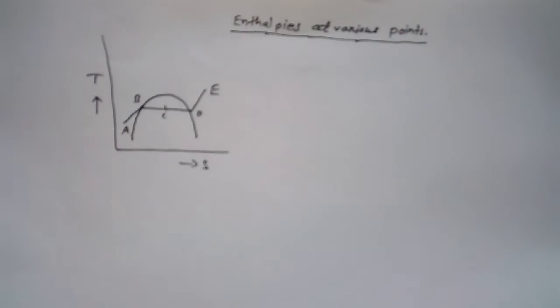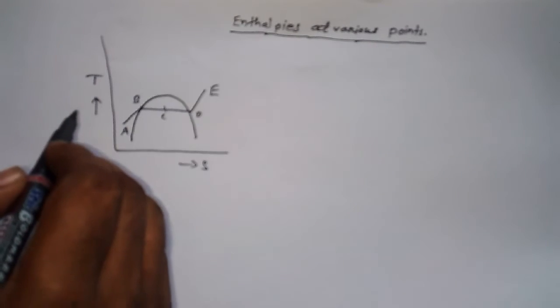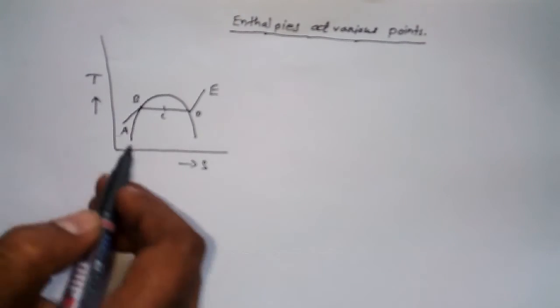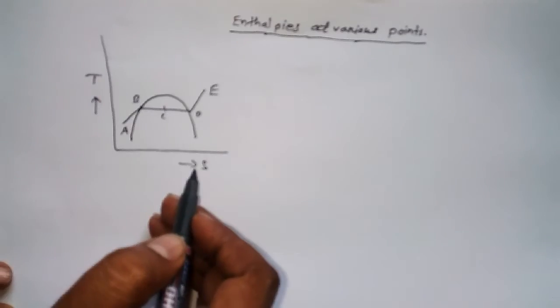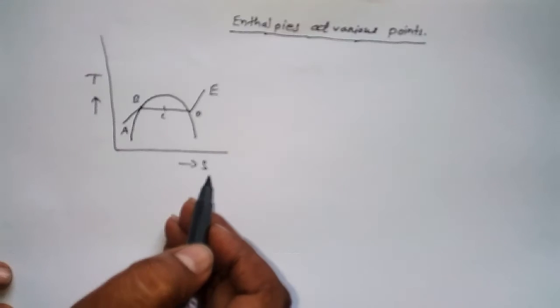So today in this tutorial we're going to discuss enthalpies at various points. So let's get started. Basically we have taken a temperature and entropy diagram, T for temperature, S for entropy.